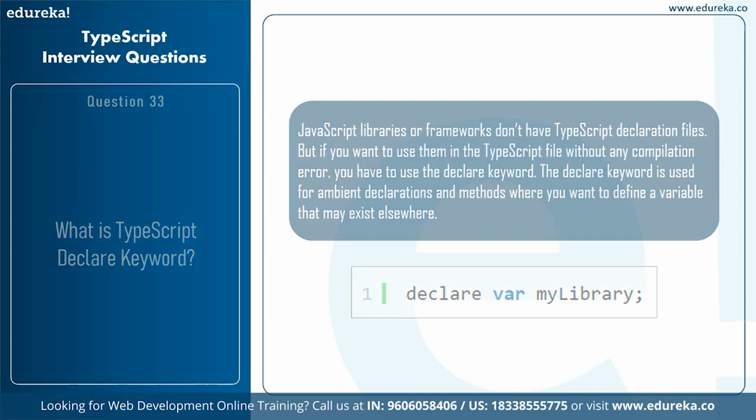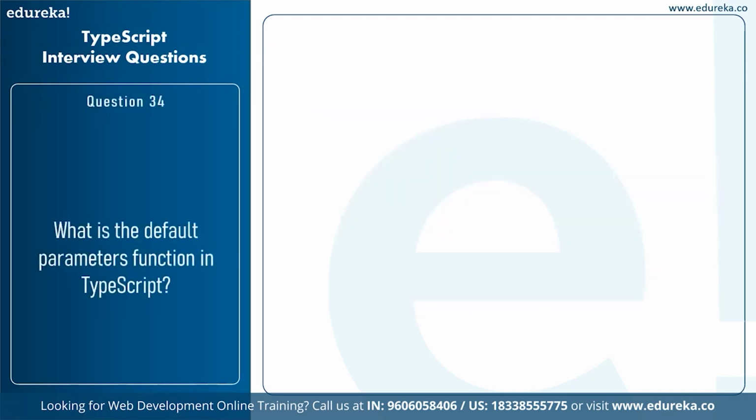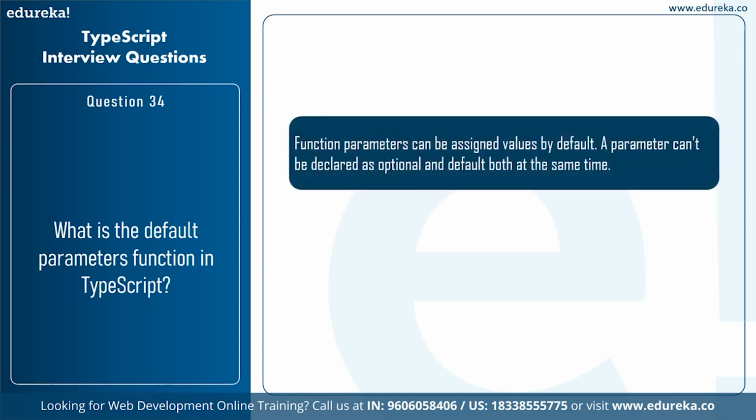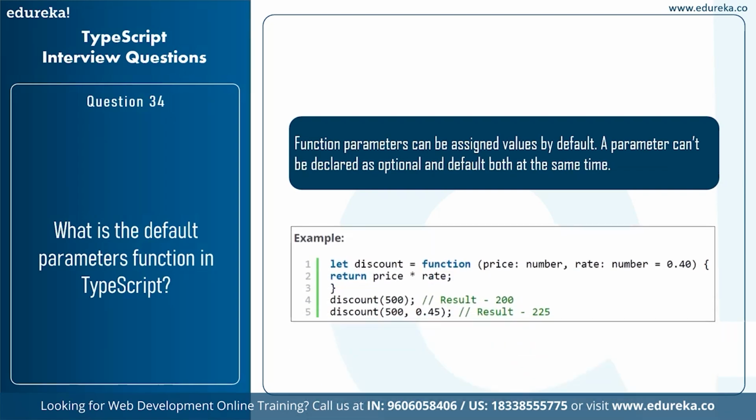Now, moving on to the next question, what is the default parameters function in TypeScript? Function parameters can be assigned values by default. A parameter can be declared as optional and default both at the same time. So for example, here we have let discount equal to function price rate.